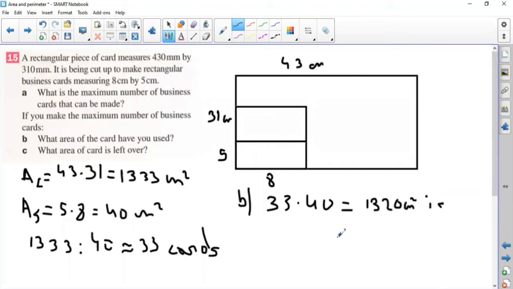And what is the leftover? The total area is 1,333. The used one is 1,320. Their difference will be the leftover: 13 centimeters squared.